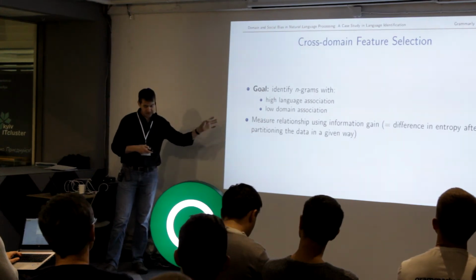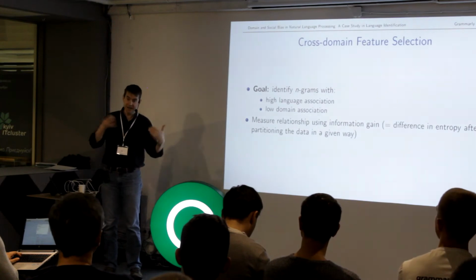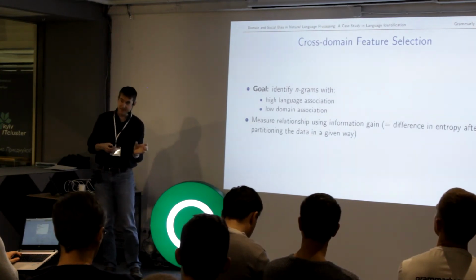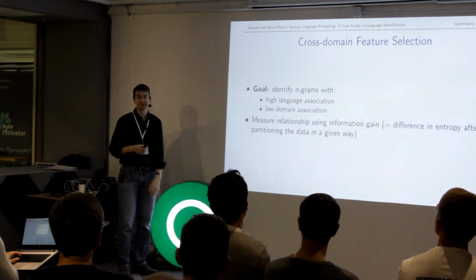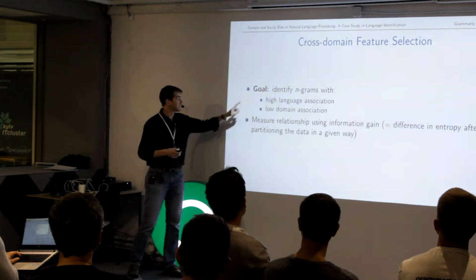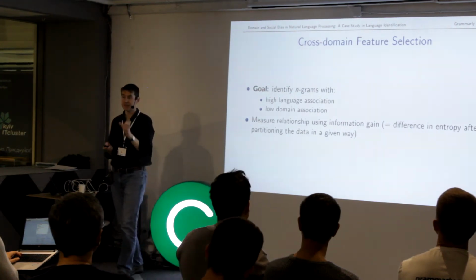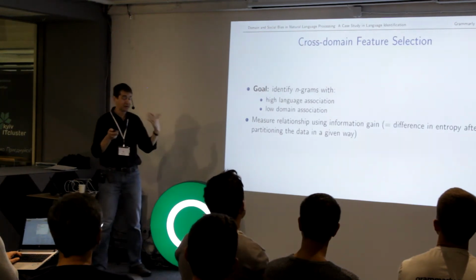The underlying problem is the models are learning great language-specific features, but some of those are domain-specific as well as being language-specific. Some of them are just language-specific. So what we really want is the high language association, low domain association features. They are predictive of the language, not the domain.